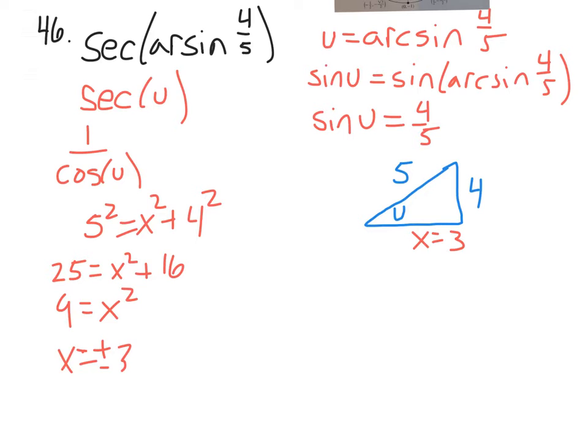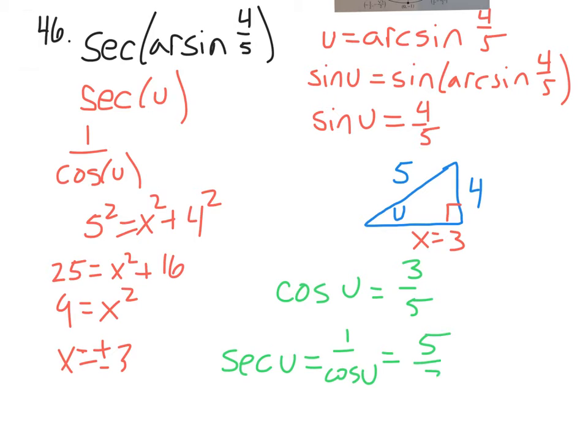Okay, so 3, 4, 5 triangles are a big deal. You guys should know them. Otherwise, you're going to have to use the Pythagorean Theorem, and if it's not a real obvious one like that, then you're going to have to use the Pythagorean Theorem. So what we're doing then is saying, okay, if I was looking for cosine of u, that would be 3 over 5. And so I'm really looking for secant of u, which again, what we said before is 1 over cosine of u. And so then that's going to be 5 over 3, and that's your answer there.